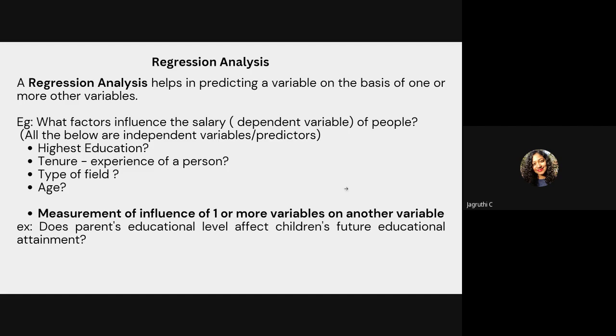And what are we trying to predict? Here we are trying to predict the salary of a person. So your salary would become your independent variable here. Along with predicting, you can also measure the influence of all these one or more variables on the variable that you are actually trying to predict. You can also take up this example that I put up. Does parents' educational level affect their children's future educational attainment? There are also a couple of other examples here.